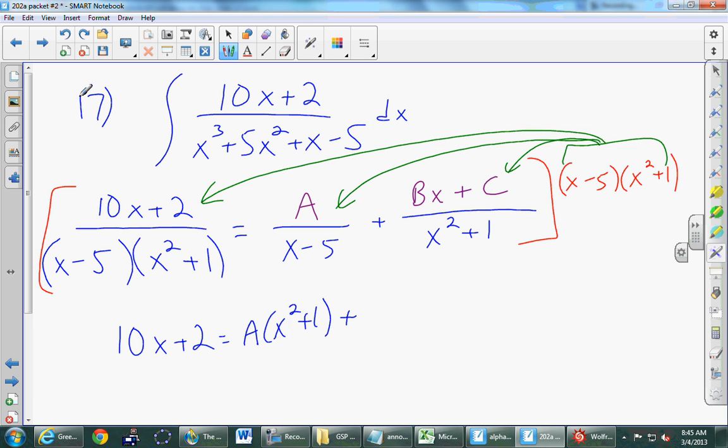And the last multiplication is the LCD times this fraction. What cancels? X squared plus 1. What's left? X minus 5 times whatever was there before. So we go Bx plus C, bring those parentheses in, times x minus 5. Okay, the goal for this whole problem has been to find A, B, and C. What's the technique at this point?